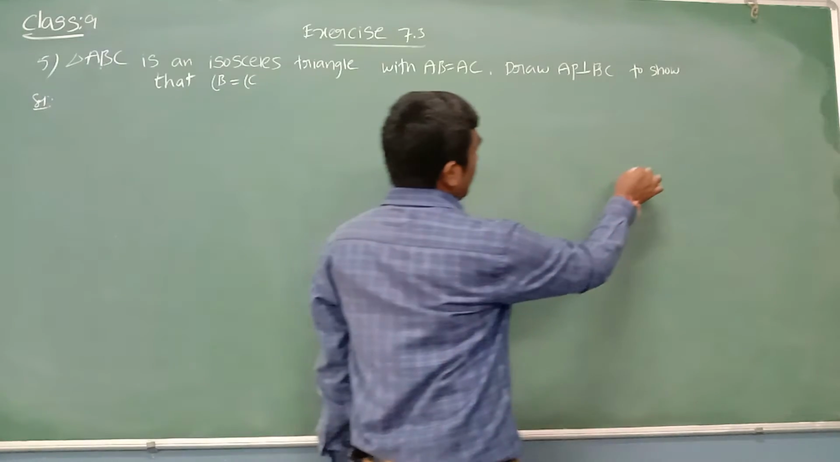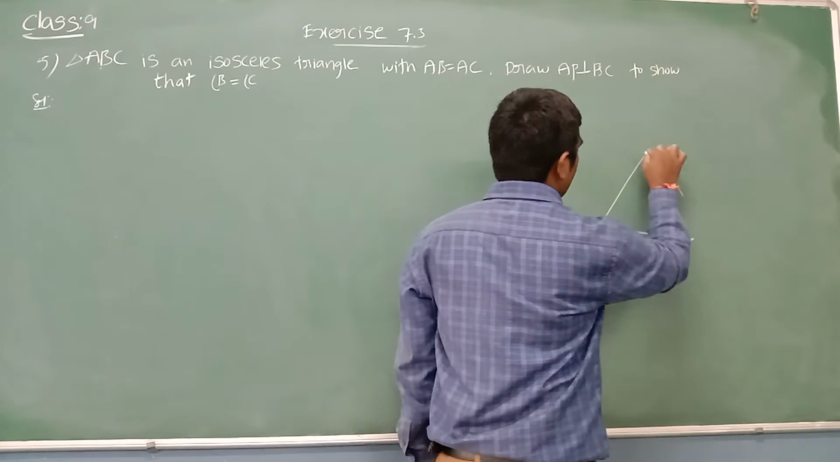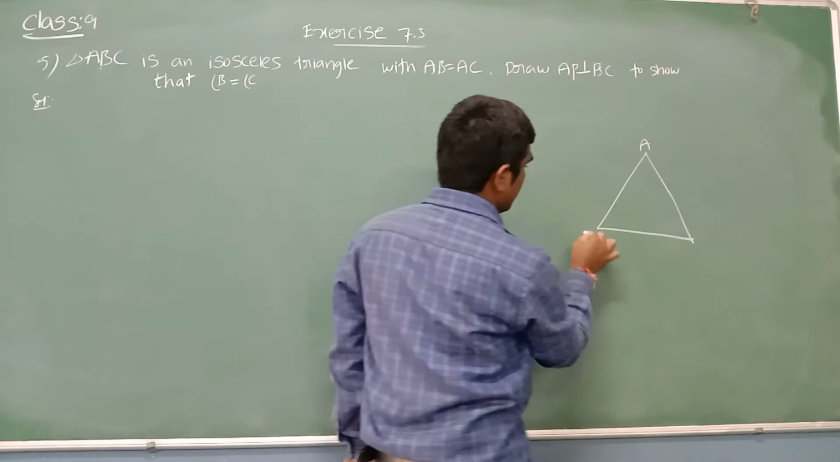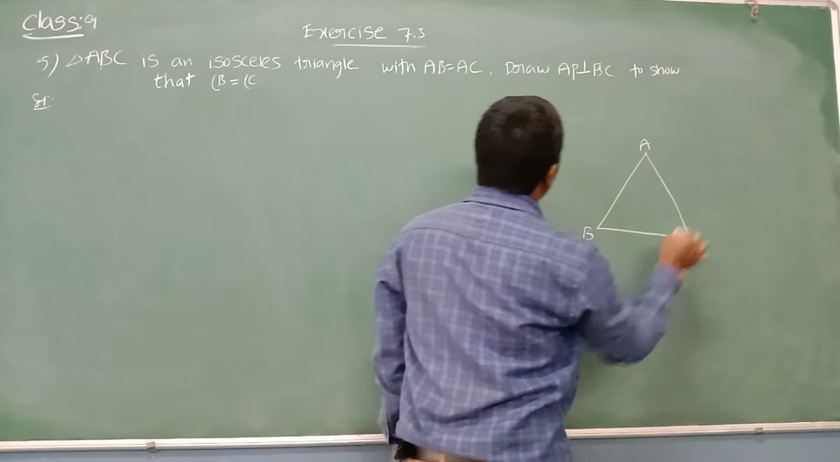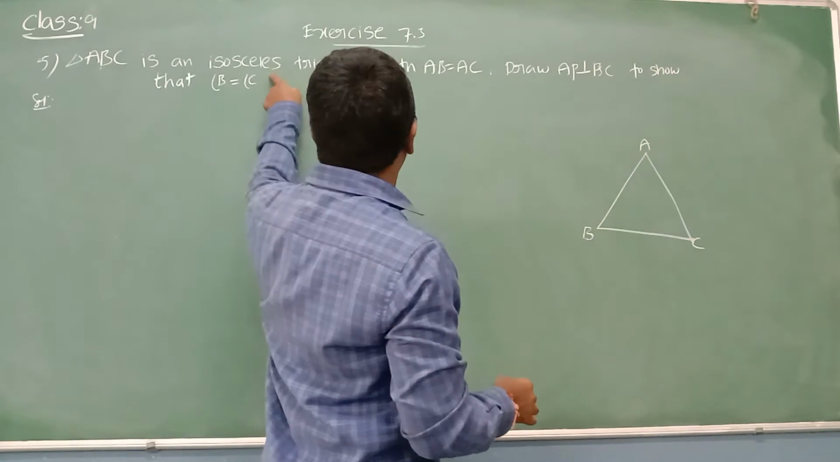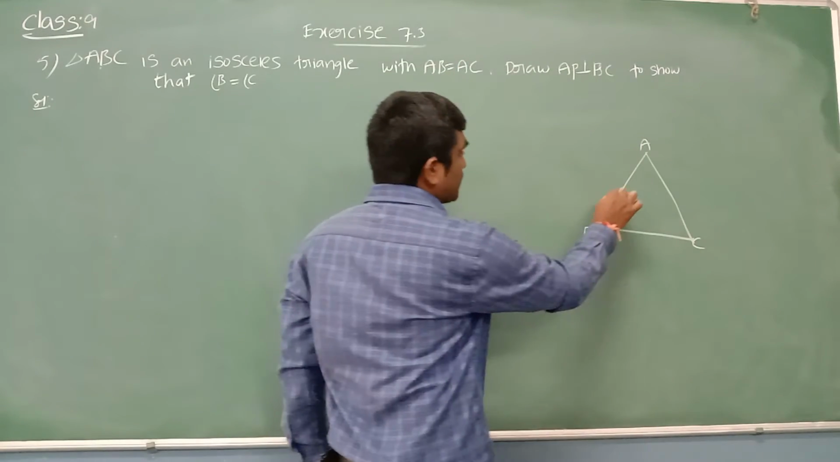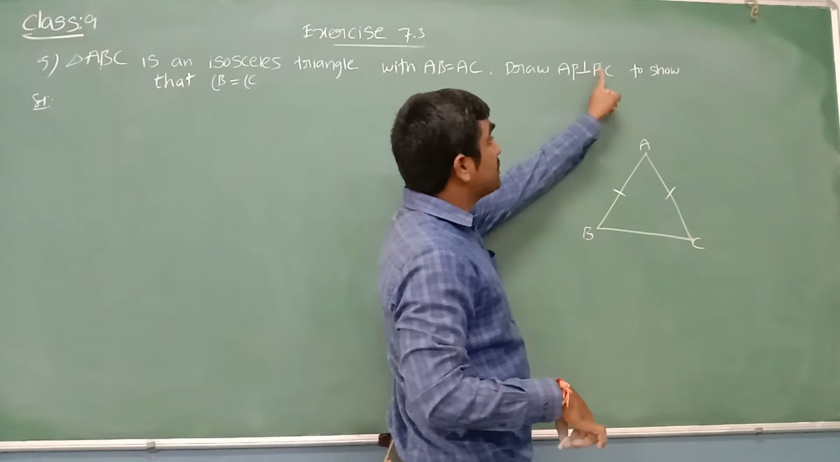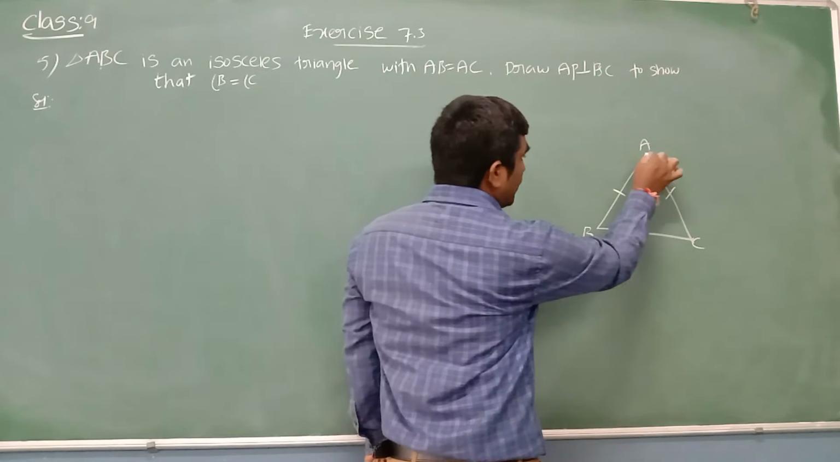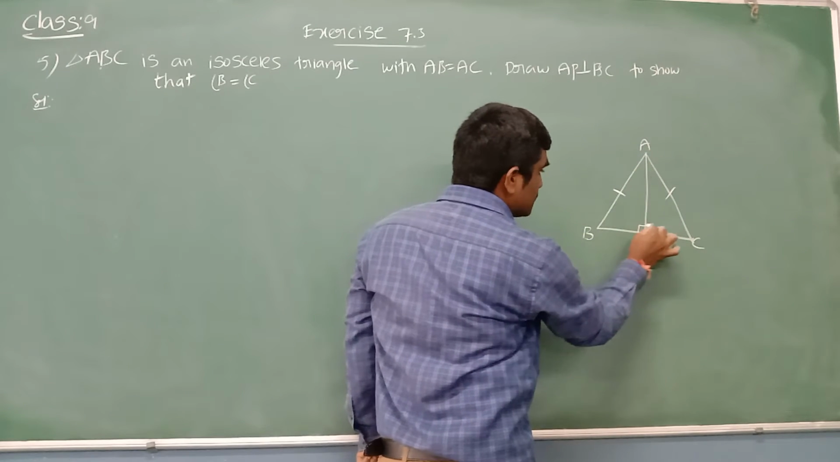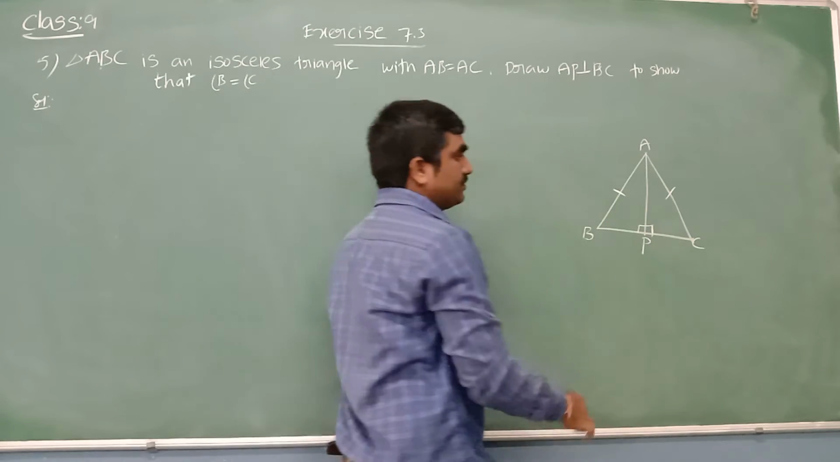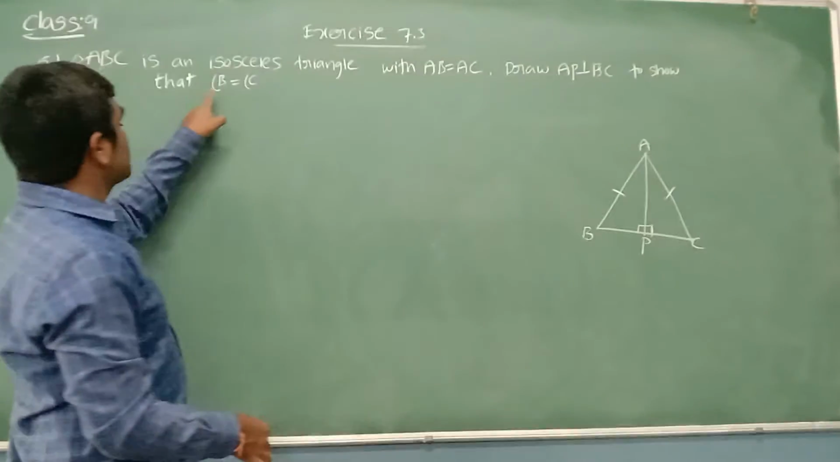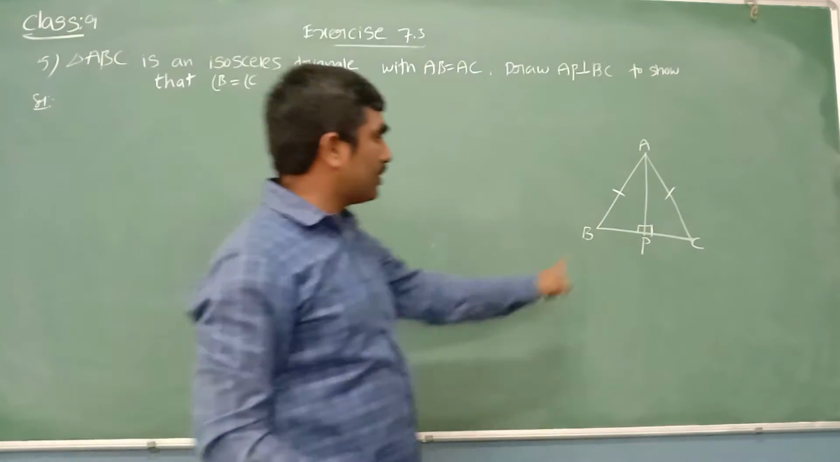Yes. Let me draw a triangle. So what is the aim of this triangle? ABC. So in that triangle ABC, what did they say? Two sides are equal, isosceles triangle. Those two sides are AB equal to AC. And also he said AP is a perpendicular on BC. Draw one perpendicular AP on side BC. Now what do we have to prove? They are asking to prove that angle B equals angle C.